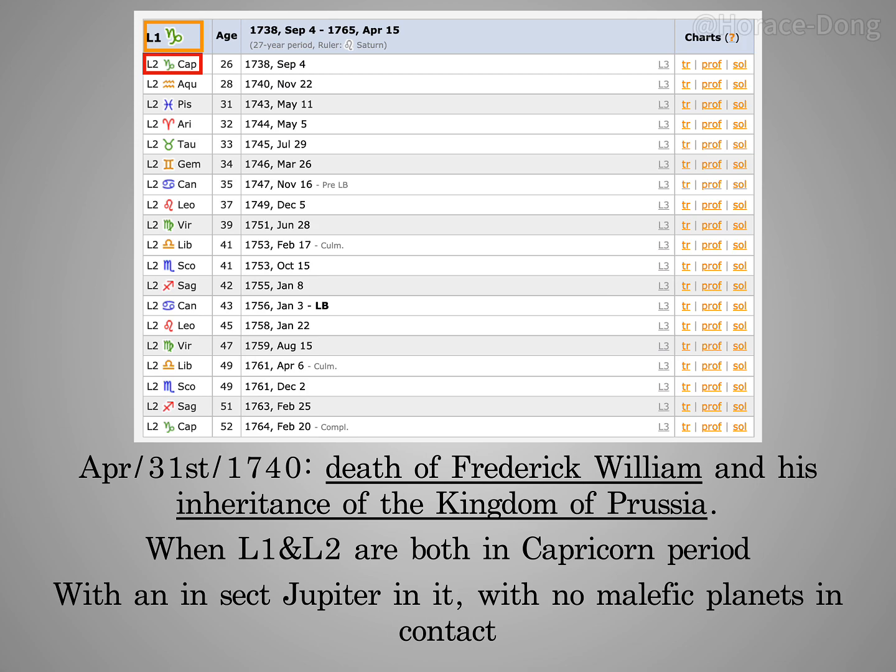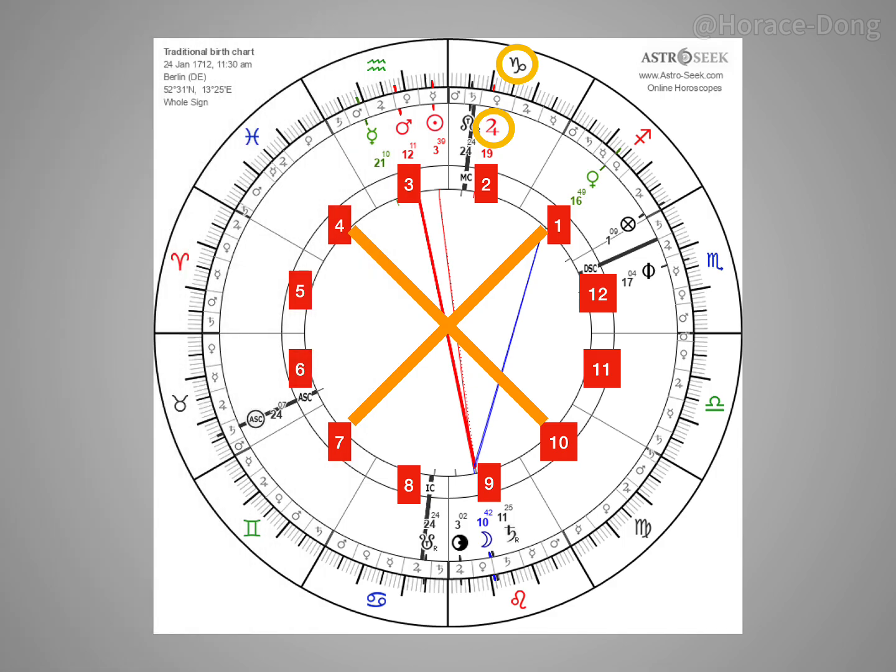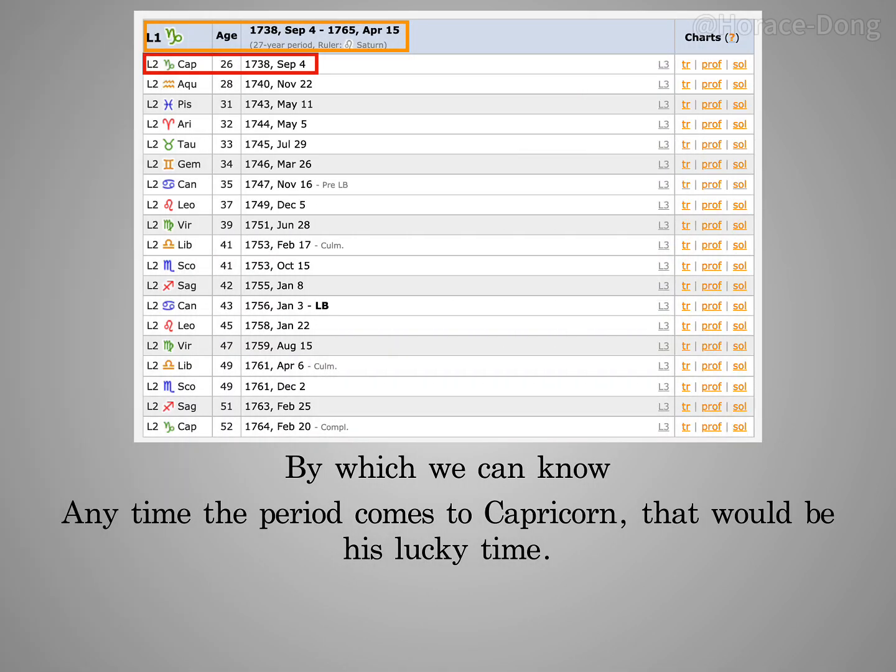On April 31st, 1740, Frederick William died and Frederick inherited the kingdom of Prussia. This happens when level 1 and level 2 are both in Capricorn. You can see that Jupiter is in Capricorn, with no malefic planets in its square or opposite sign. By which we know that anytime the period comes to Capricorn, that would be his lucky date of career.